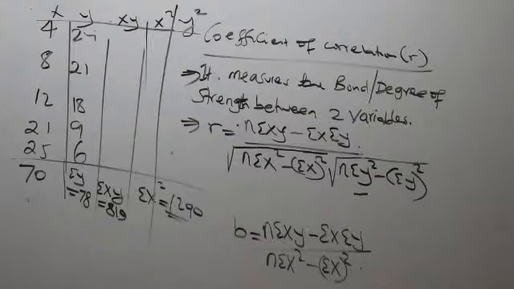So it measures the bond or the degree of strength. You can imagine, like in this case here, X and Y are related up to 99.85%. Quite a high value of association. A high value of association.